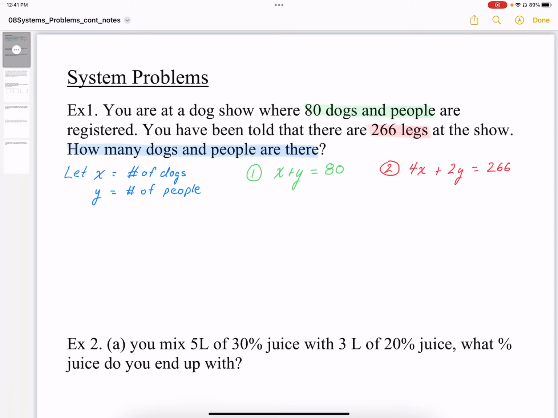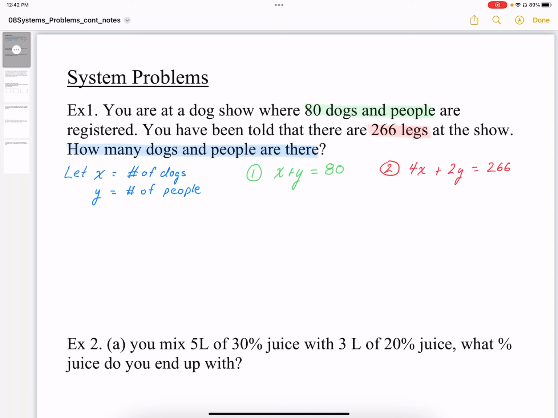Systems problems. Example 1. We're at a dog show where there are 80 dogs and people. So the total of dogs and people is 80. And you have been told that there are 266 legs at the show. How many dogs and people are there?